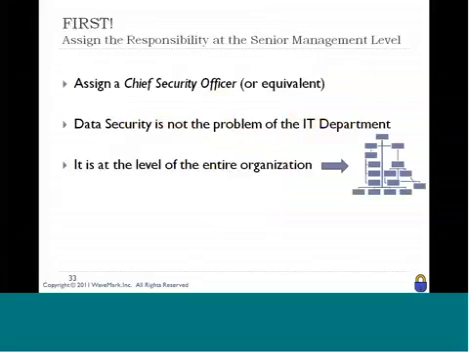First and foremost, in an environment such as the one I described in the healthcare space, assigning the responsibility at the senior management level is critical. The organization should assign a chief security officer whose responsibility is to ensure data security. This is definitely not a problem or responsibility of an IT department. Quite often I hear that, and that's definitely not the case. It's at the level of the entire organization. It spans the entire company.